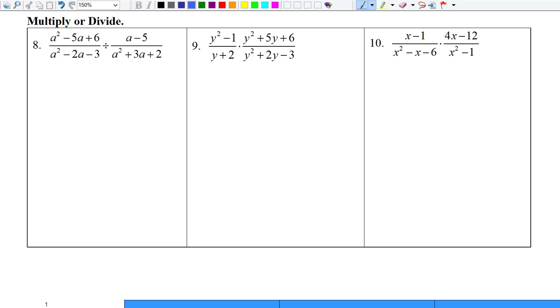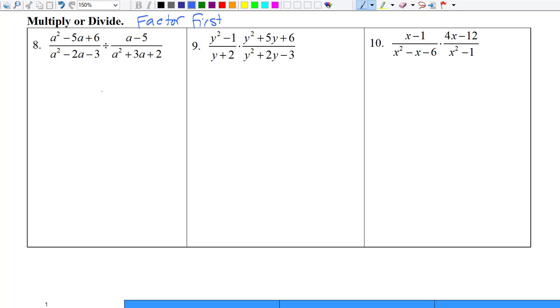So this next section says to multiply or divide. Again, we have to factor before we can cancel anything in the numerator or denominator. So I'm going to remind myself that I have to factor first before I can start just slashing something at the top and the bottom. And then in addition to that, if it's divide, there's one extra step.